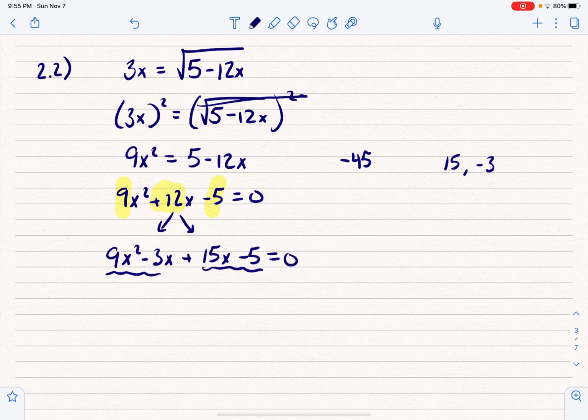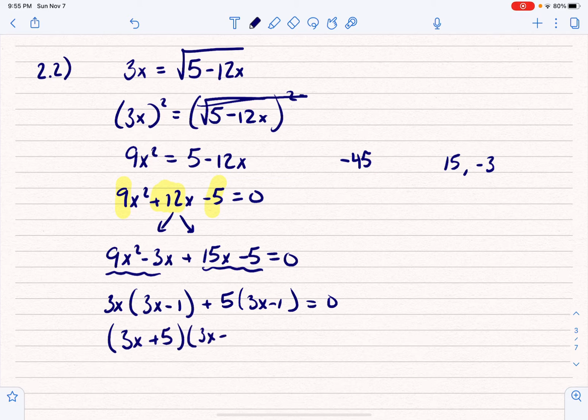When you have four terms, you factor by grouping. So I can take a 3x out, which leaves me with 3x minus 1. I can take a 5 out, which leaves me with 3x minus 1. And so then I have 3x plus 5 times 3x minus 1 equals 0.